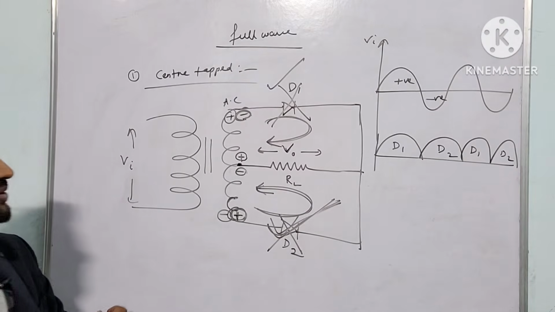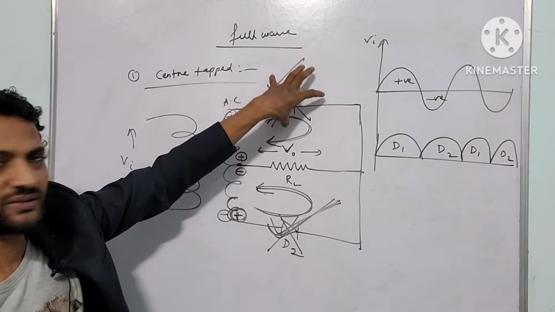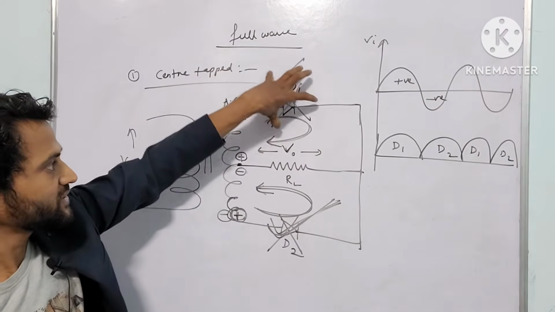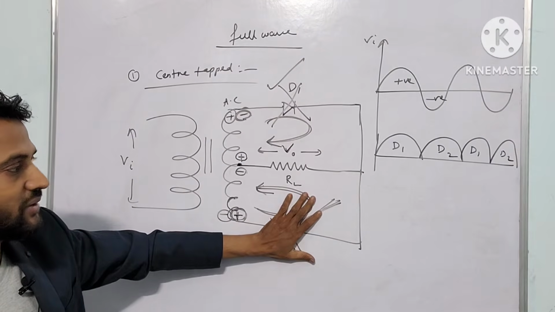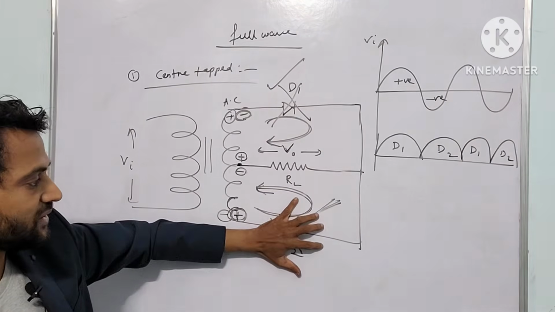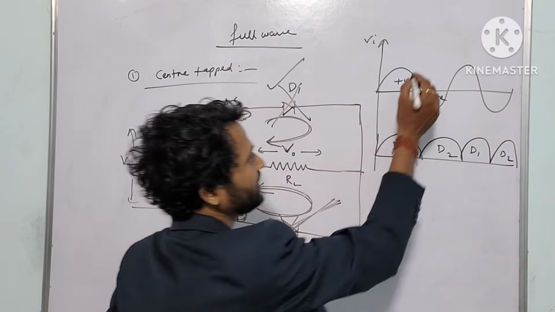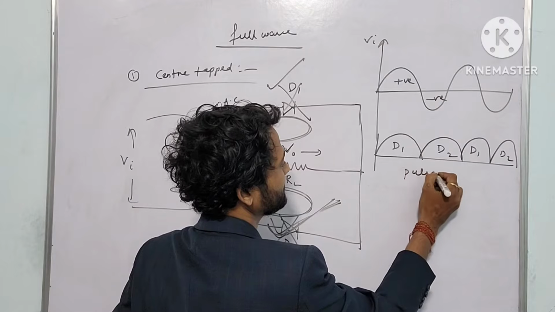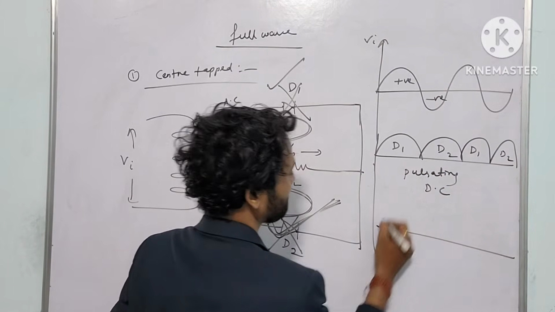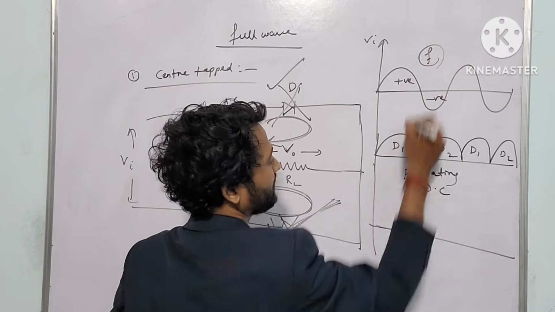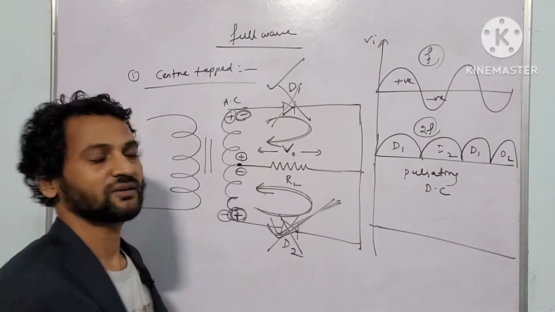Is it clear? So during positive half cycle, the diode's internal resistance we are considering as 0. So during positive half cycle, D1 will be short circuit and D2 will be open. During negative half cycle, D2 will be short circuit, current will flow, and D1 will be open. So what do you conclude here? It is your pulsating DC. So if the supply frequency is f, what is the frequency of the pulsating DC? It will be 2f, remember this.